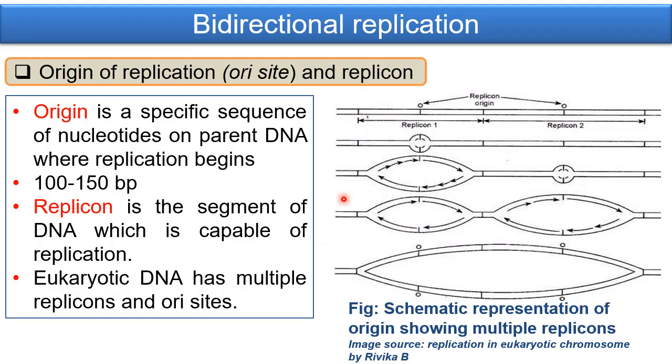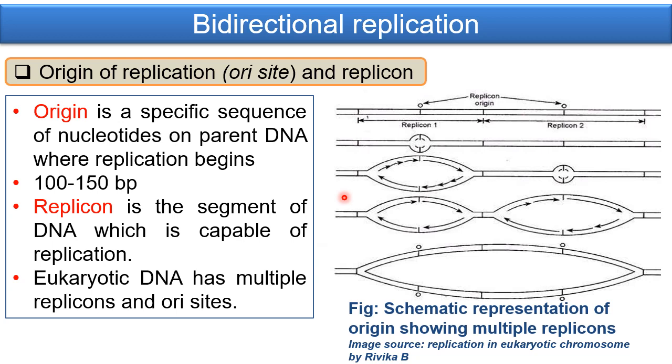Bidirectional replication is one of the features of DNA replication in eukaryotes. But before that, we have to understand some of the basic terminologies. First, origin. DNA replication never initiates from just anywhere in the template DNA. It starts from a specific sequence on template DNA, which is known as the origin, and is about 100 to 150 base pair in size. So origin is the point from where replication begins. And a replicon is the segment of DNA or the stretch of DNA within the origin. Remember, the replicon lies within the origin, where replication actually starts and DNA strands start melting.